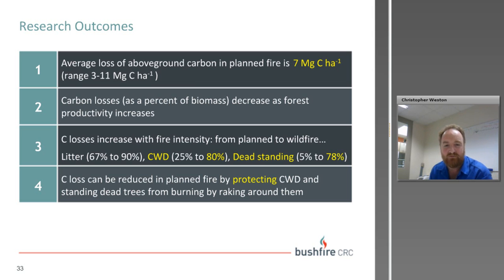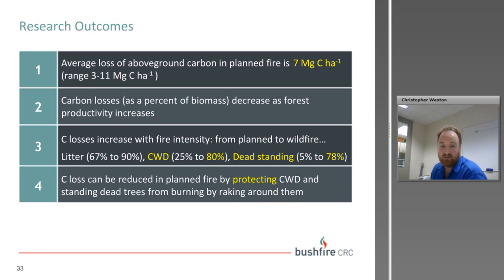However, we're able to put some numbers around the impact now of the difference between planned and wildfire on some of the key fuel losses. For example, litter, which generally averages around about 67% loss in a planned fire, increases to 90% loss in a wildfire. Coarse woody debris is activated in particular by wildfire conditions, and one of the key outcomes from this project was to put some numbers around the coarse woody debris losses from planned burning in the range of forests that we looked at.